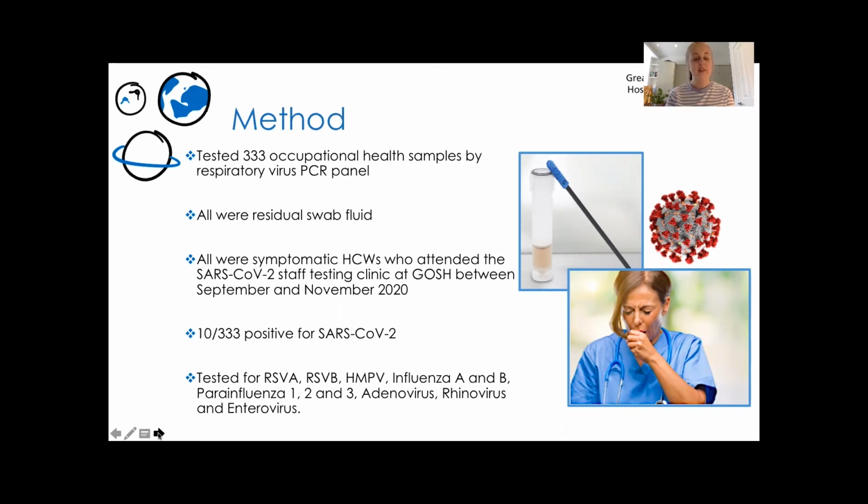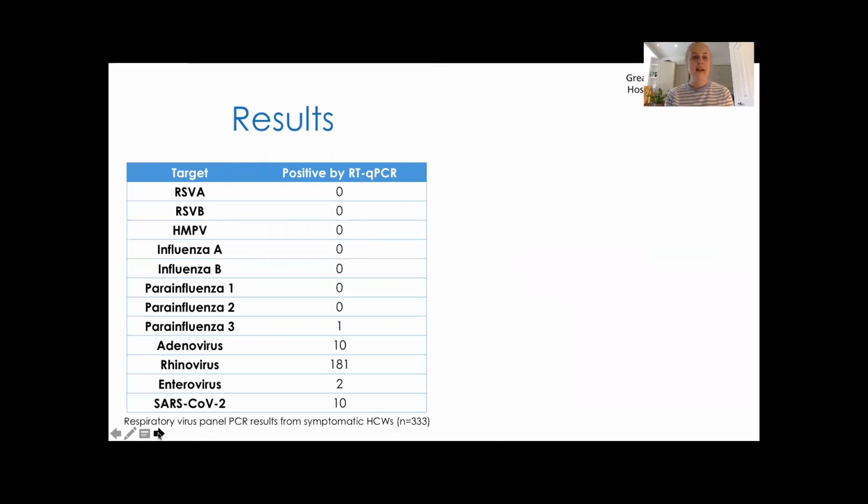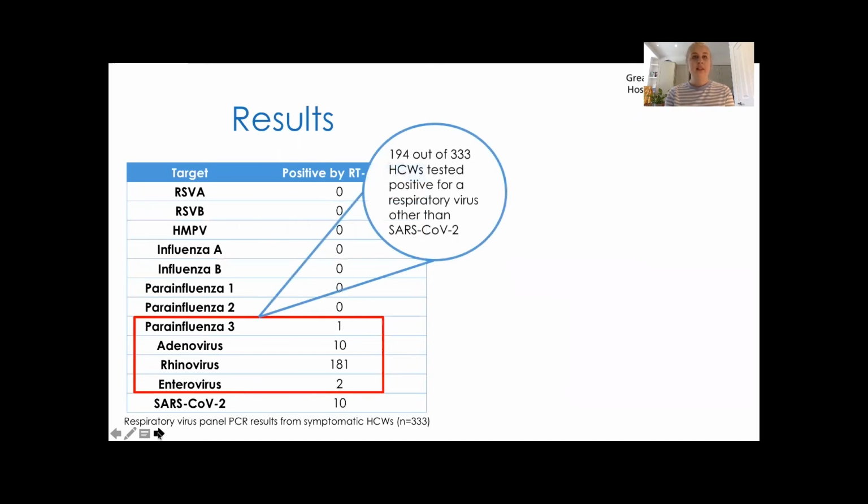I didn't do any further SARS-CoV-2 testing, but I did test for RSV A and B, human metapneumovirus, influenza A and B, parainfluenza 1, 2, and 3, adenovirus, rhinovirus, and enterovirus. And these are my results. So as we can see, 194 out of 333 healthcare workers tested positive for a respiratory virus other than SARS-CoV-2. This is nearly 60% of those tested.